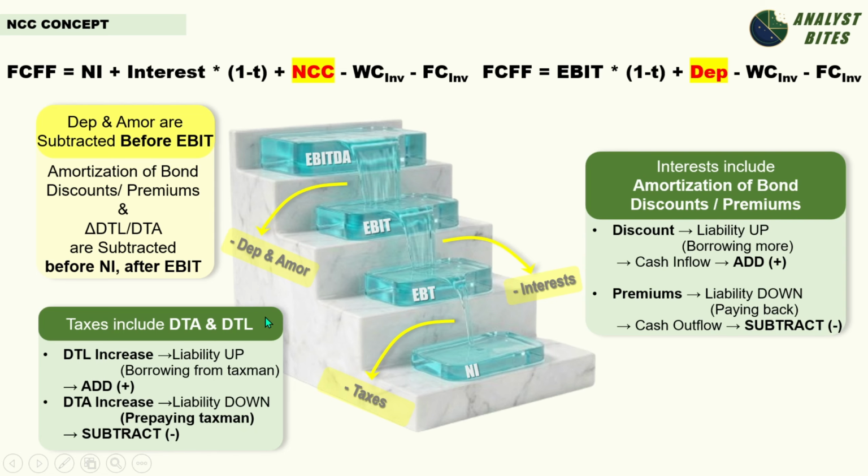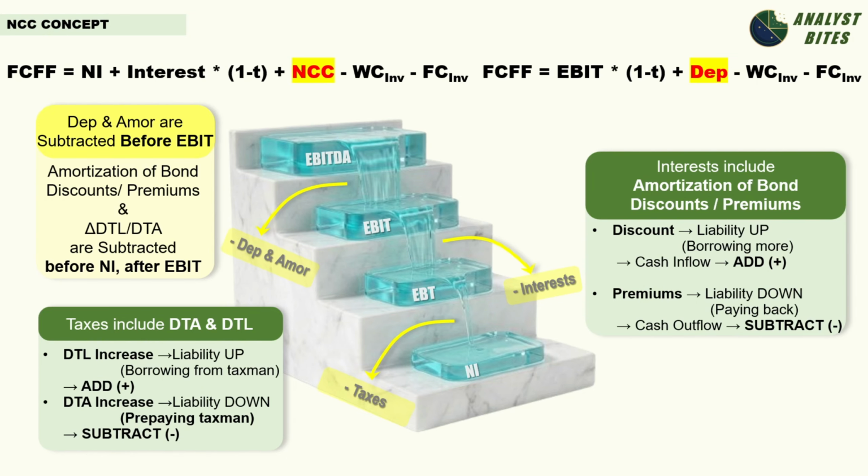Quick side note, things like impairment of intangibles, gains or losses on asset sales, and restructuring charges are also part of NCC. But these are older topics from Level 1, so just keep them in the back of your mind. One last detail. When calculating FCFF, we don't add back after-tax interest if we start from EBIT, but we do if we start from net income.